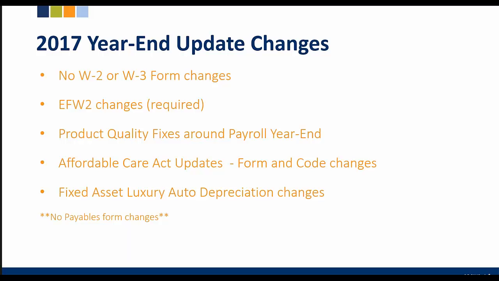There are some product quality fixes around payroll in the year-end update. As I mentioned, there are also Affordable Care Act updates. There are form as well as code changes. One of the other things the year-end update does is some additional updates outside of payroll, for fixed assets: the luxury auto depreciation changes, so that's more for your accounting department. And just so you know, there are no payables form changes, so no 1099 changes coming through the year-end update.